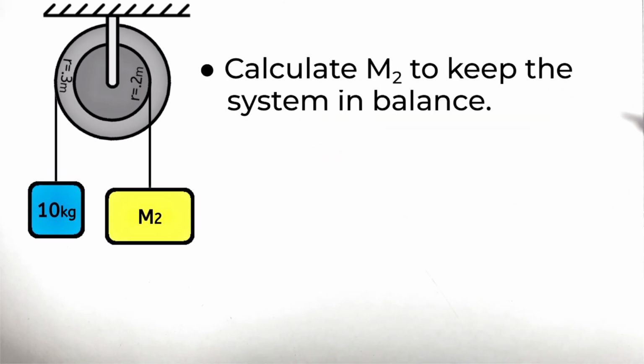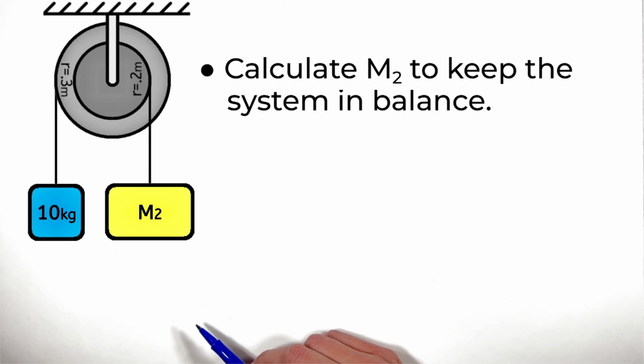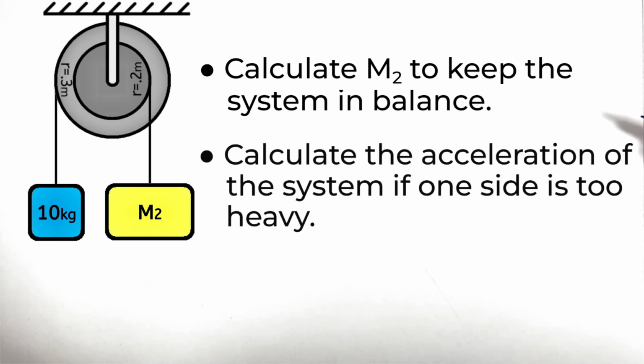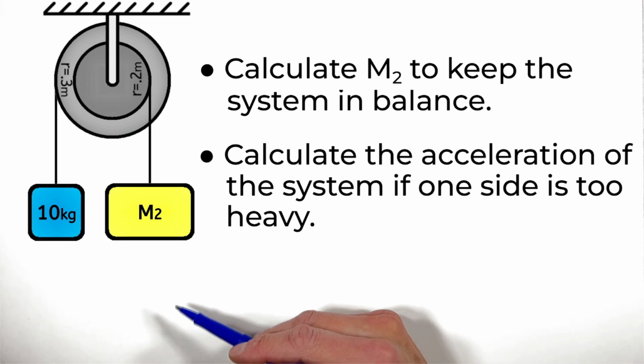And today I'm going to show you how to calculate the masses, or in this case, this second mass, M2 here, in order to keep the system in balance. And I'm also going to show you how to calculate the acceleration of this system if one side is too heavy.